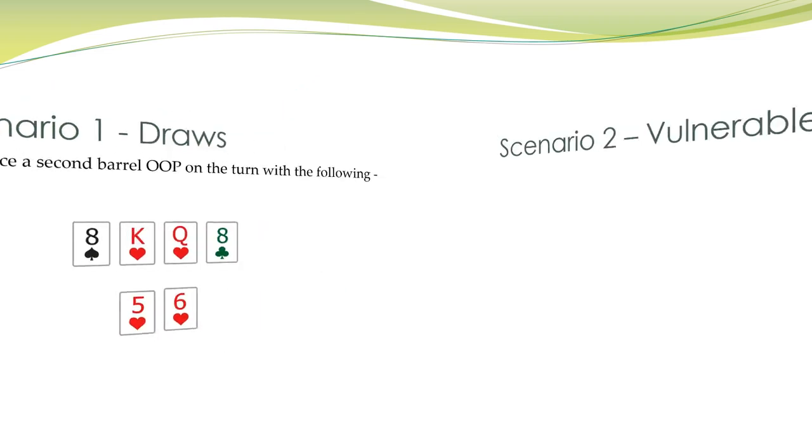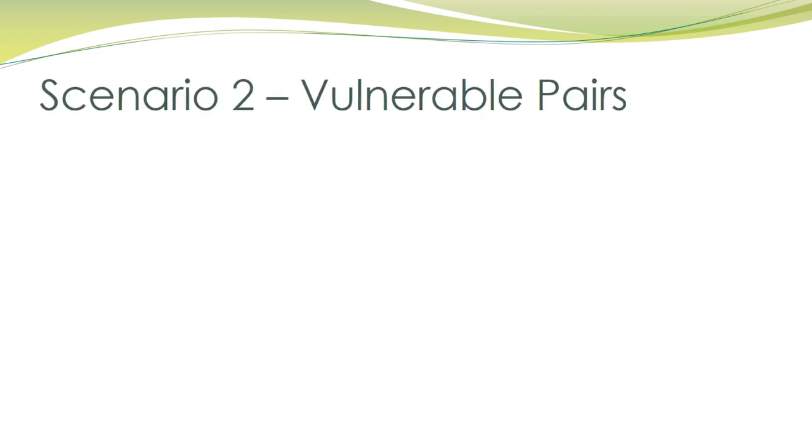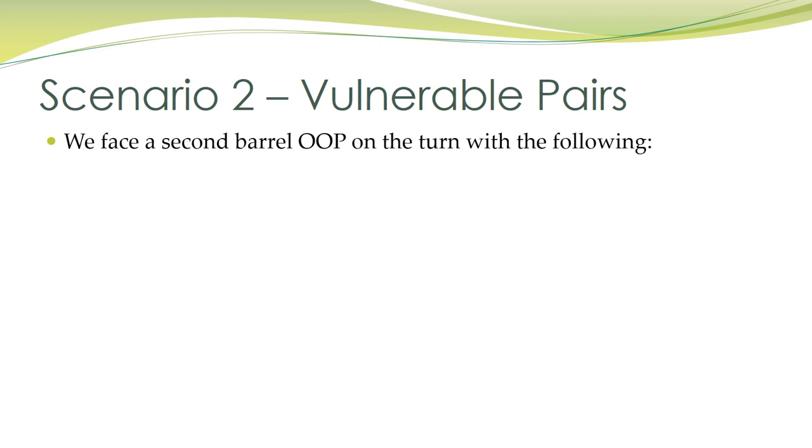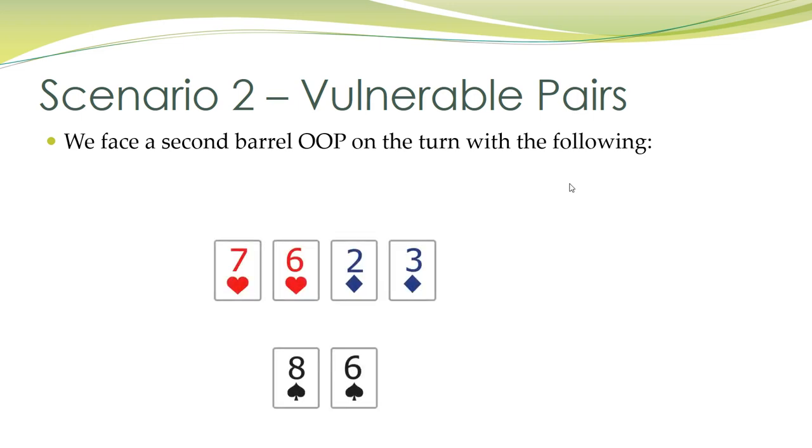Now, if you've understood that example, hopefully this next scenario will make sense to you also. So it's actually a completely different type of hand, but it falls into the same category of hands which suffer from reverse implied odds. So once again, we're going to imagine that we are out of position on the turn. We face a second barrel. This time we don't have a draw, we have a pair. Now take a minute to think about this situation. Can you see why this is a hand that carries reverse implied odds?